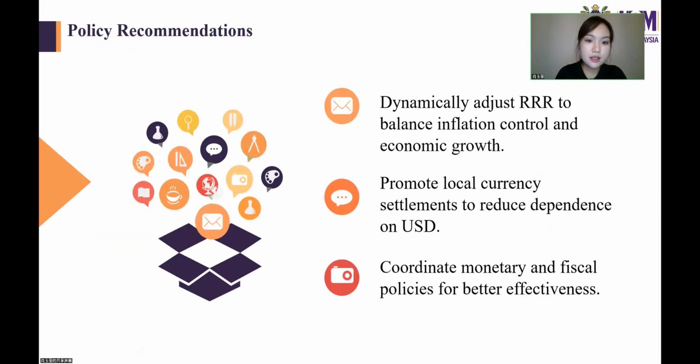Based on my findings, I'd like to suggest a few actionable recommendations. Adjust RRR dynamically. Raise it during inflationary periods to curb spending. Lower it during economic slowdown to boost growth. Stabilize the exchange rate. Use foreign exchange reserves to reduce extreme fluctuations in the rate. Reduce dependence on the US dollar. Promote trade settlement in local currencies with key partners like China.